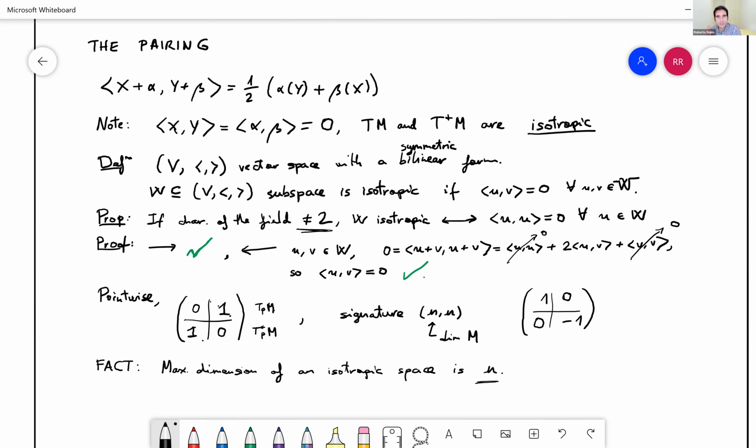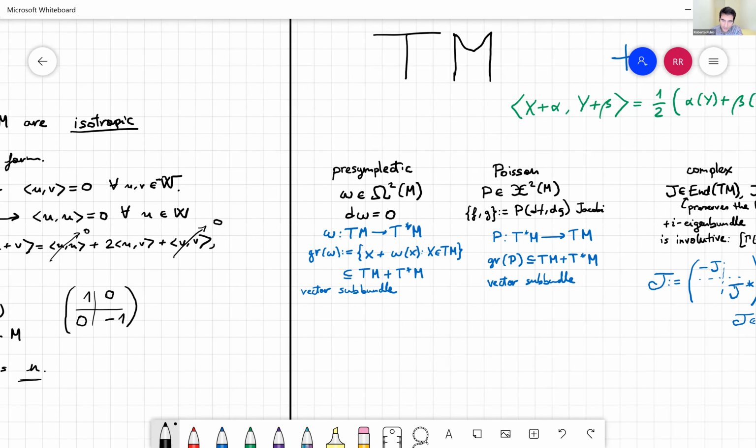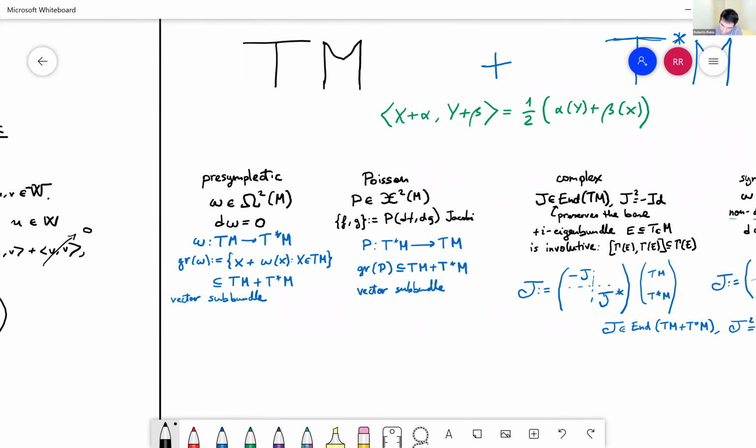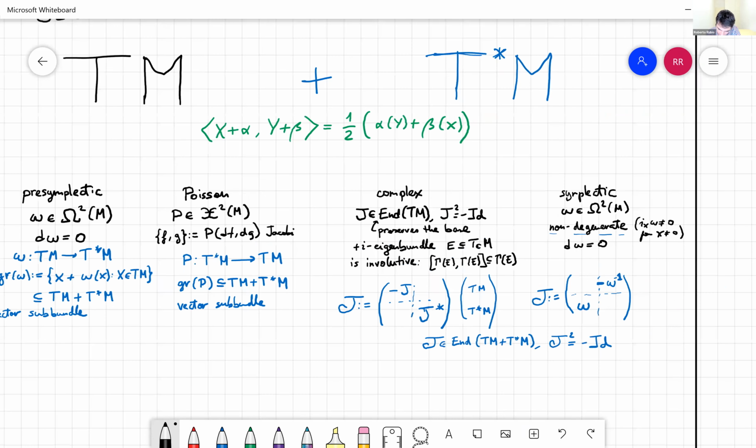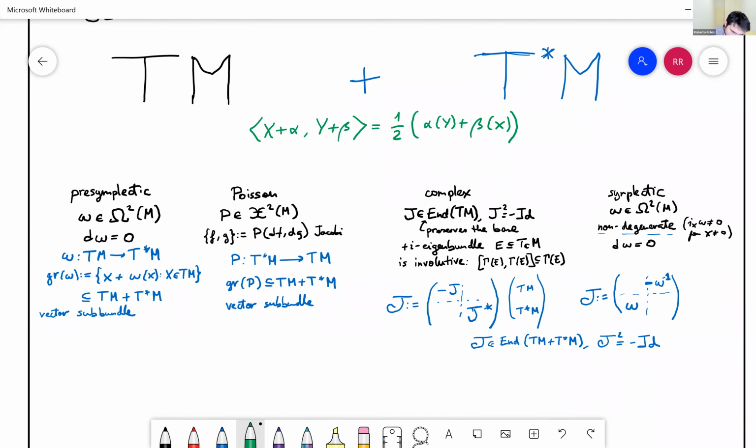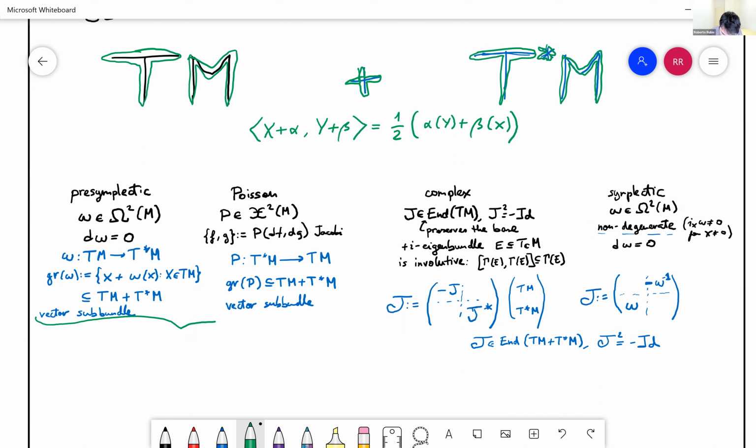Having said this about this new pairing, which is quite different from the usual inner product, let's come back to the bundle. Let's now consider that I have this TM plus T*M upgraded to a bundle with a pairing. What happens is that the objects I had defined before, this reinterpretation of geometric structures, are compatible with this pairing, in the sense that these vector subbundles that I have here are actually isotropic.